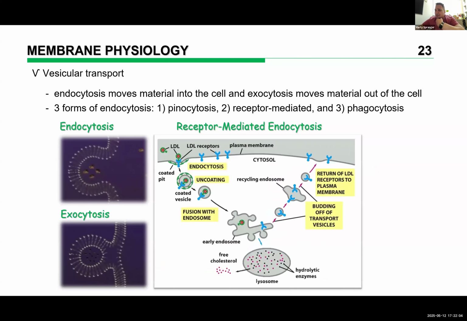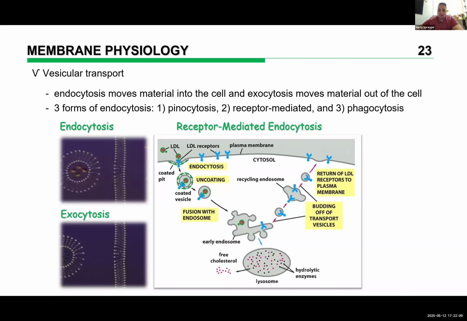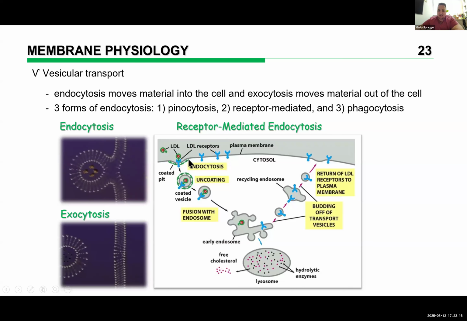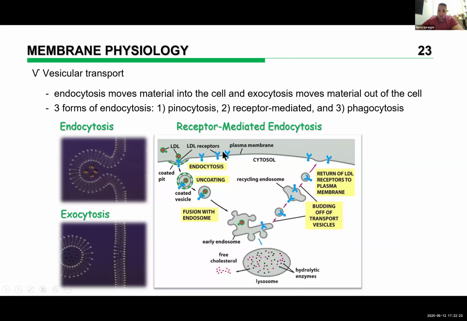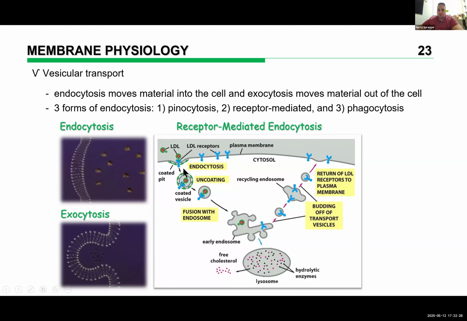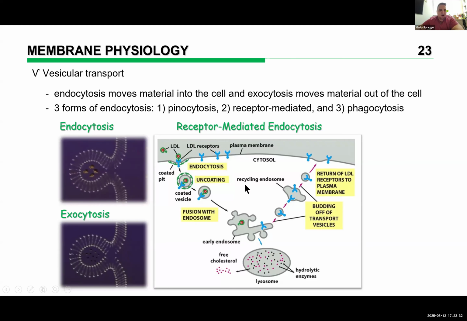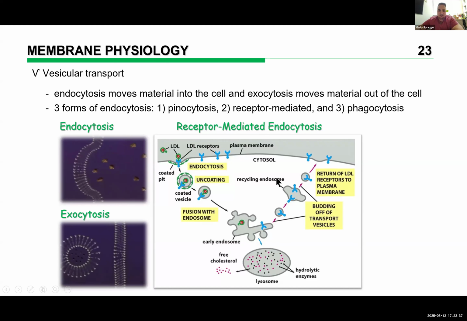Vesicular transport, I'm not really going to go through this. You guys know about pinocytosis, receptor-mediated endocytosis, phagocytosis. Please know that LDL, that's the way that it gets into cells. So there's actually receptors for LDL. This is low-density lipoprotein, which, by the way, is not cholesterol. It's a carrier for cholesterol. And then when the receptor binds to it, it goes through receptor-mediated endocytosis. And the reason I want you to know this is for when we talk about atherosclerosis later, when we get to cardiovascular physiology.